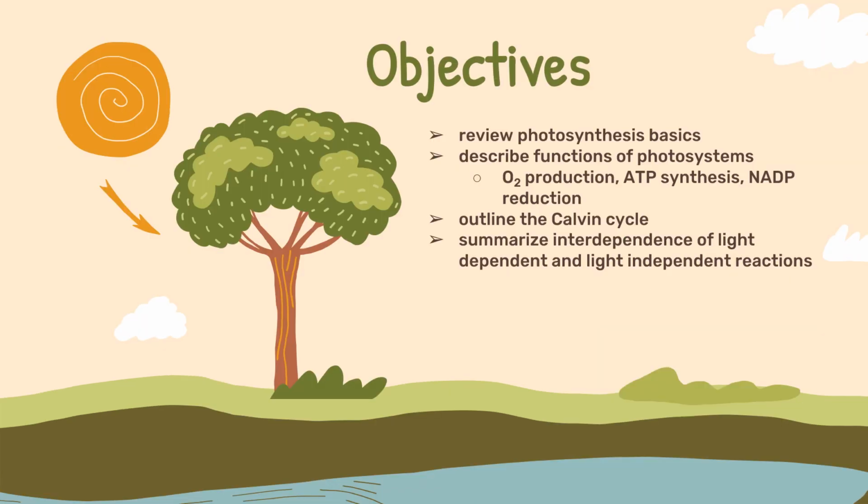Our objectives: we're going to review the basics of photosynthesis. We're going to talk about the functions of photosystems, and those would include oxygen production, ATP synthesis, and NADP reduction. We're also going to look at the Calvin cycle and wrap up with a little look at the interdependence of the light-dependent and light-independent reactions of photosynthesis.